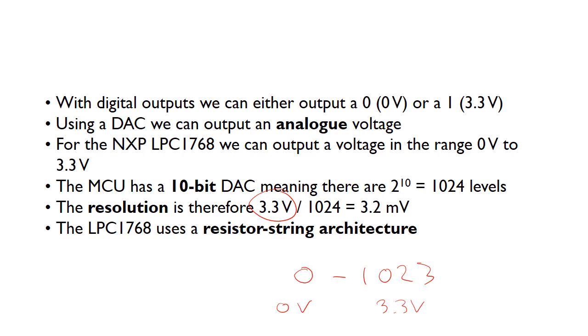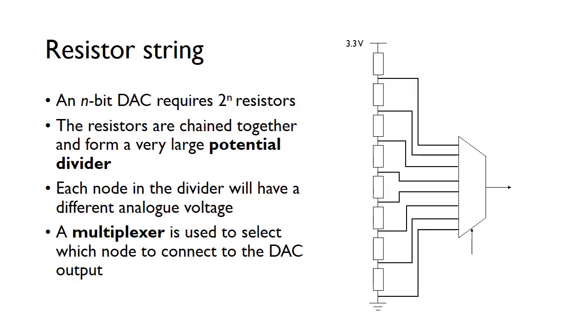So the DAC in the LPC1768 uses what we call a resistor string architecture. This is actually very, very simple. An n-bit DAC requires 2 to the n resistors. So that is a lot of resistors. Inside that microcontroller, we've got this 10-bit DAC, so we've got 2 to the 10, 1024 resistors. And these are all chained together. So essentially they form a very large potential divider.